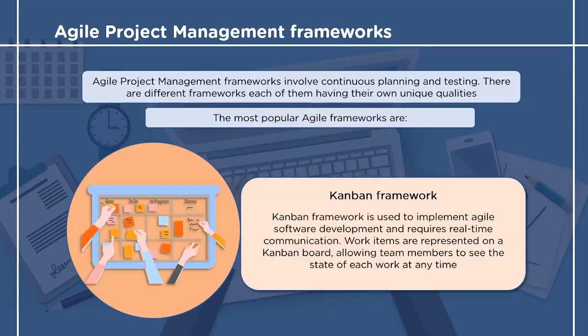Kanban framework is a well-known framework for implementing Agile software development. In the case of Kanban framework, work items are represented on the Kanban board, which helps all the team members to see the state of every piece of work at any time. Kanban board not only helps in visualizing the work, but also optimizing the workflow among the team.